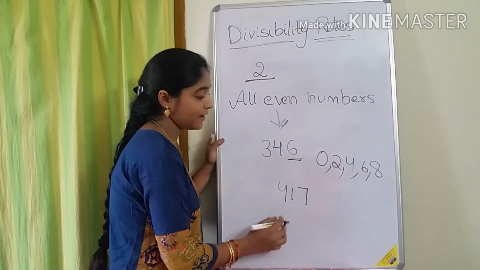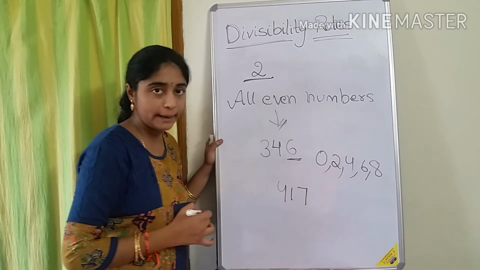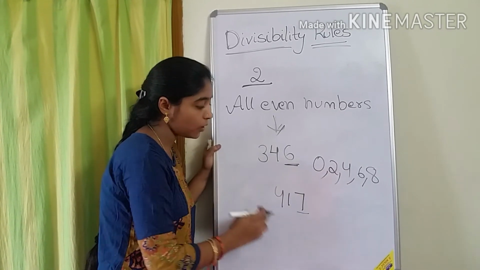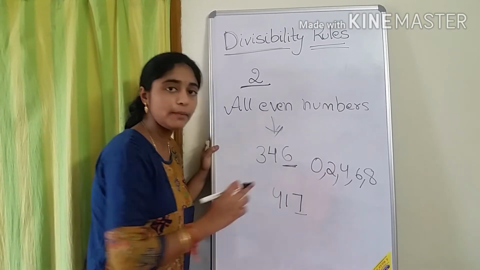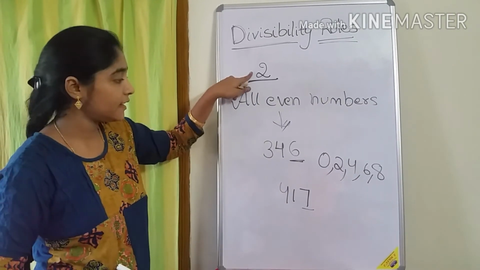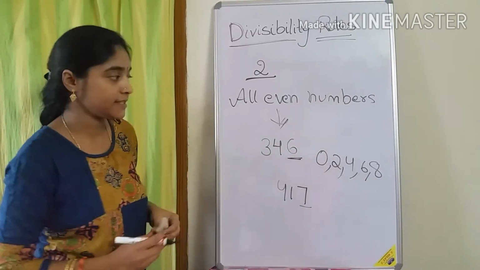So if I take one more example, 417. In 417, is this an even number or odd number? What is in the ones place? 7. 7 is an odd number. So 417 will be an odd number. An odd number will not be divisible by 2. Clear?